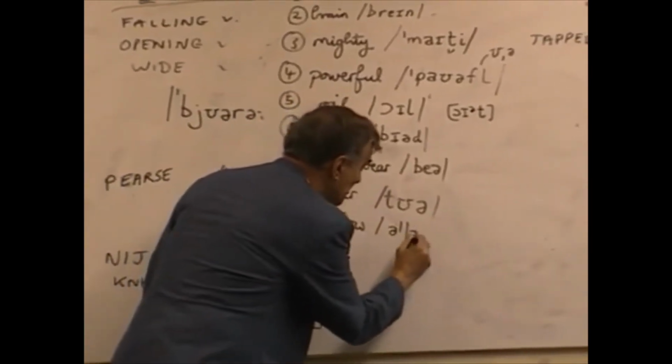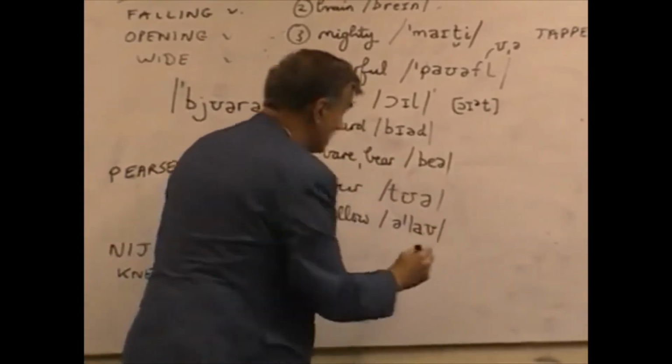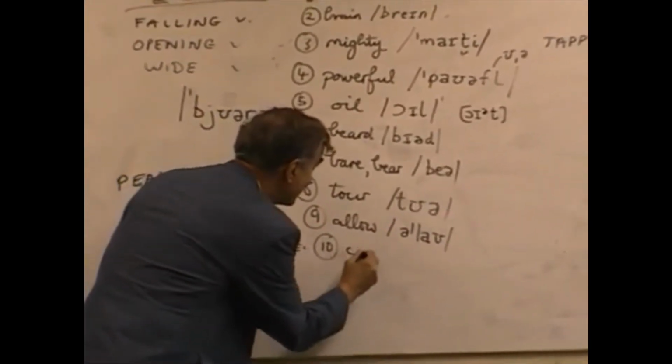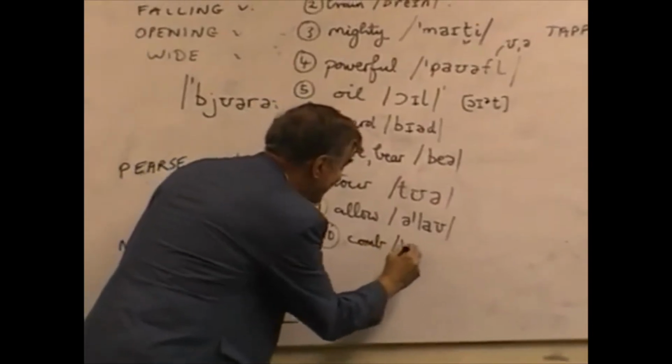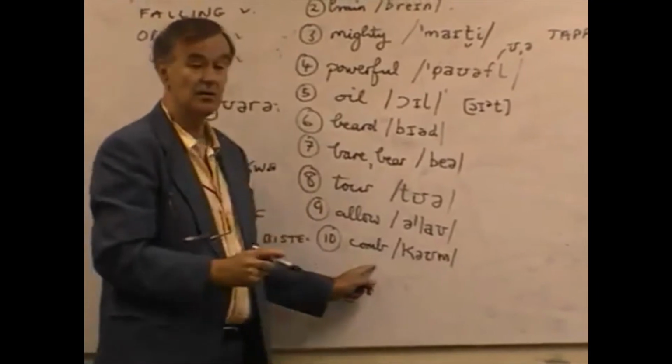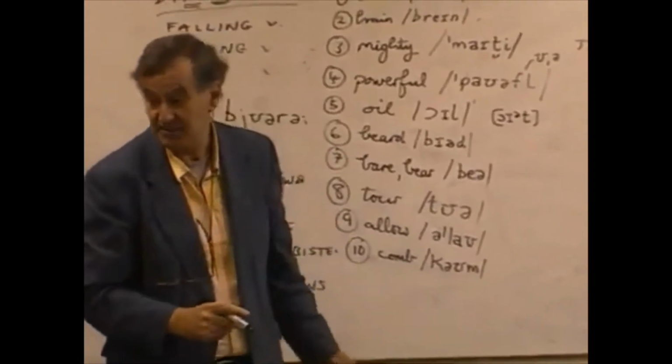And number 9, allow. Stress. Right. And number 10, comb. C, O, M, and no B. We've lost the B in the history of English. Right?